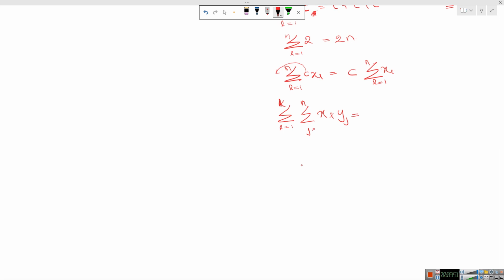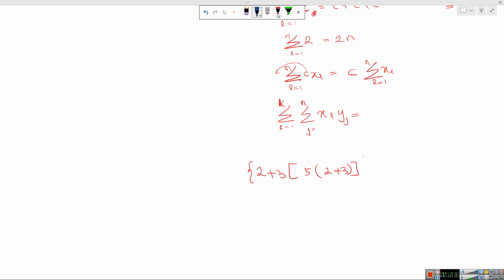Now, for example, if you have a calculation like this, I'm just taking an example to help you understand the procedure of dealing with double summation. Let me take a calculation involving parentheses, brackets and braces. So I'm just taking this: 2 plus 3, 5 into 2 plus 3.